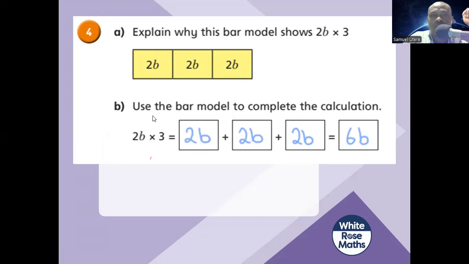And then this one, we're told to use the bar model to complete the calculation. Yeah, and that's what it's going to be. 2b plus 2b plus 2b is 6b. Okay?